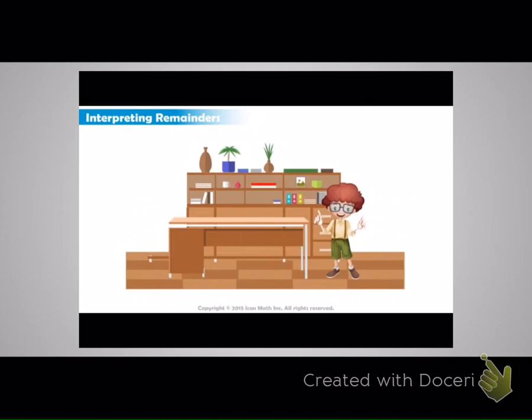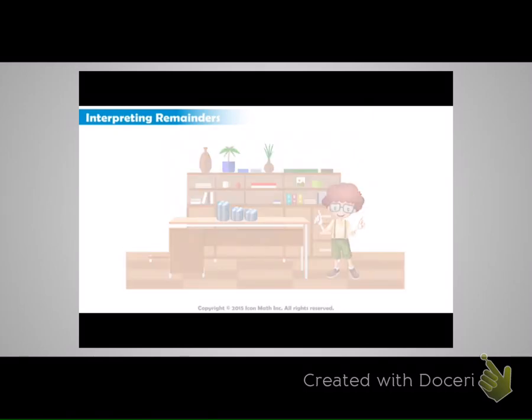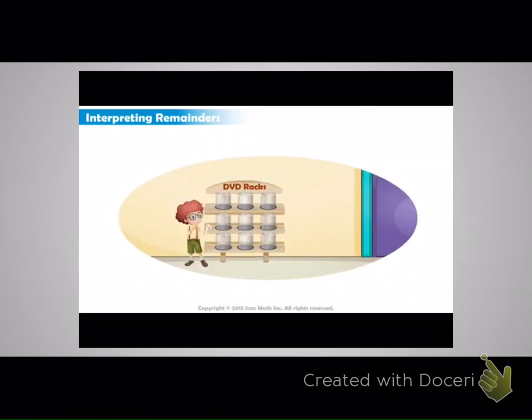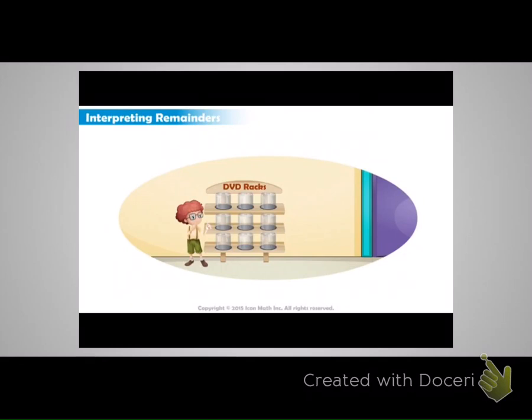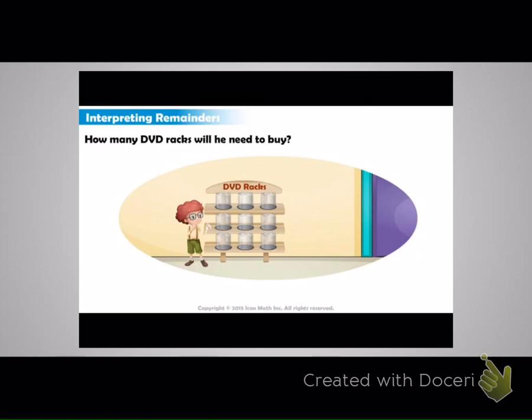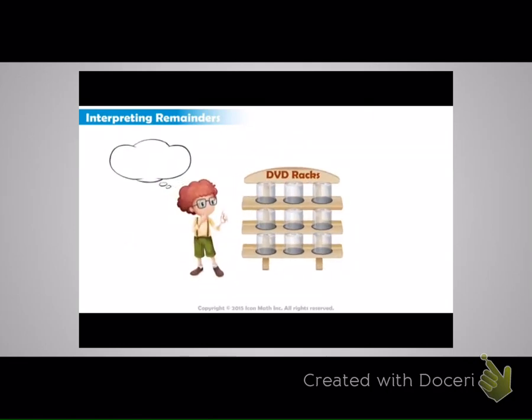First, meet Alex. He wants to organize all of his 85 DVDs into racks. He goes to the store and finds DVD racks that hold 20 DVDs each. How many DVD racks will he need to buy? To find his answer, Alex divides 85 by 20. The result of the division is 4, with a remainder of 5.